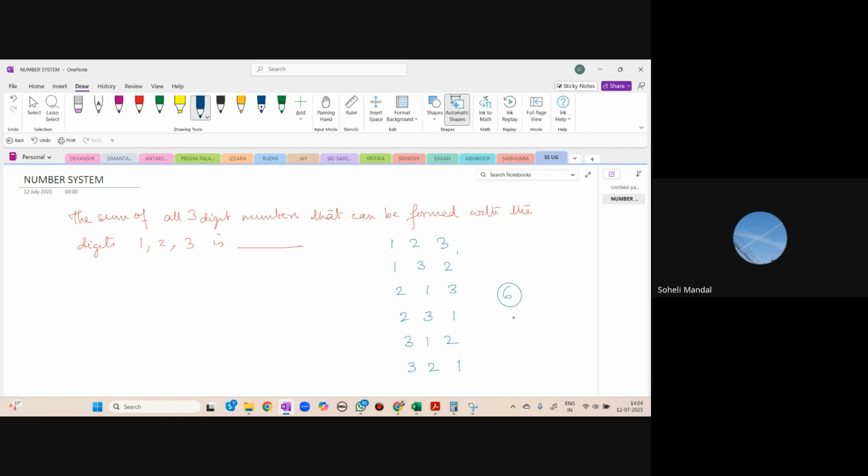Sir, can we not repeat the digits? No. In this case, no repetition. Without repetition, right? So I can form 6 numbers, right? And where is this 6 coming from? This 6 is coming from factorial 3, correct?